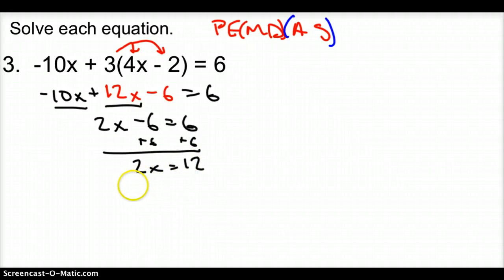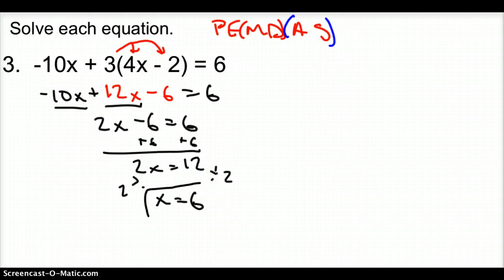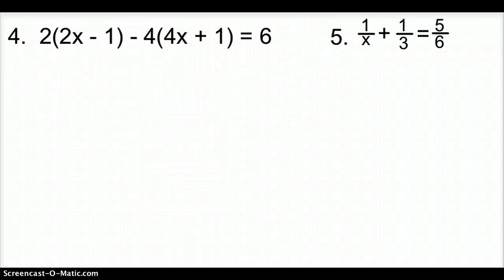And now, what do we have to do? We have to divide both sides by 2. So x equals 6. Now, if I wanted to double check my work, what would I do? I would plug this 6 in for x here and x there to double check. So if you want to go ahead and double check my work, feel free. I'm going to move on to number 4.